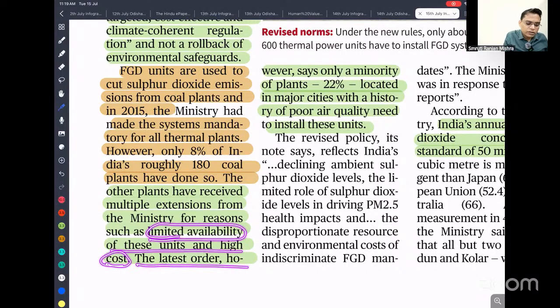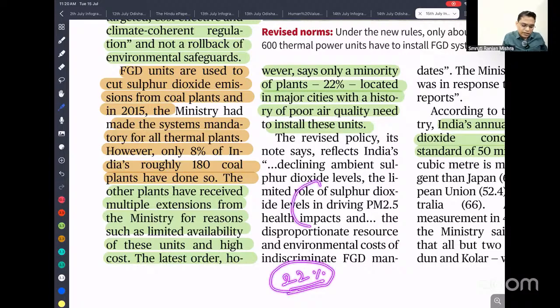The latest order, however, says only a minority of the plants, 22%, located in major cities with a history of poor air quality, need to install this unit. According to the recent notification given by the Ministry of Power, only those within a 10-kilometer radius of the NCR region, and those within a 10-kilometer radius of severely polluting regions, so around 22 thermal power plants falling in this region, need to install flue gas desulfurization.